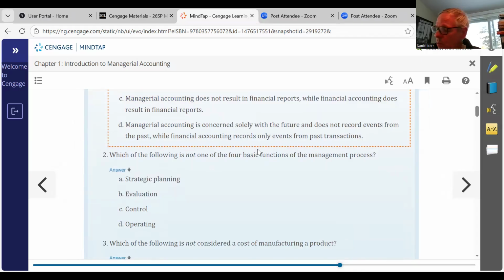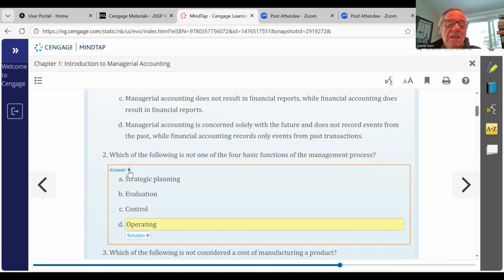2, which of the following is not one of the 4 basic functions of the management process? So we had four functions. So we had strategic planning, we had evaluation, we had control. So the one that is not is actually D. Operating doesn't appear. The one that is missing from our list was measurement. So 4 functions include planning, measurement, evaluation, and control. So the one that doesn't belong is D, operating.